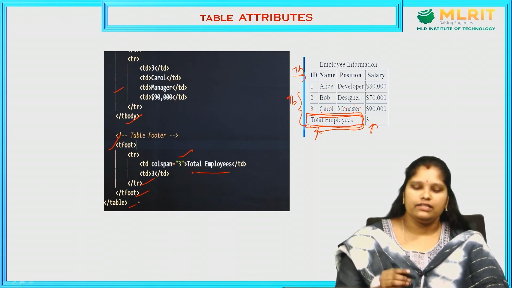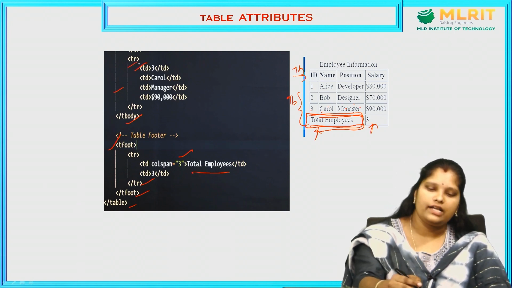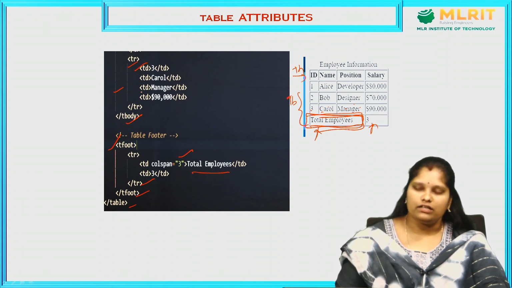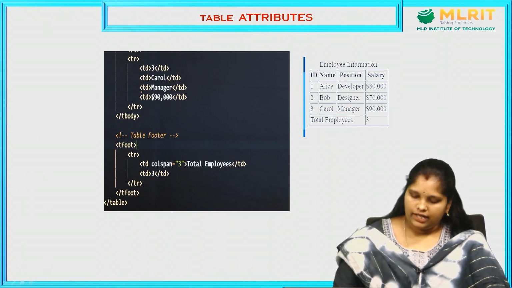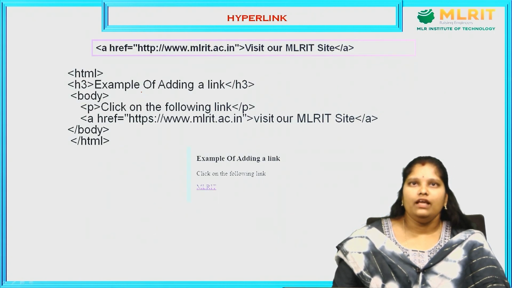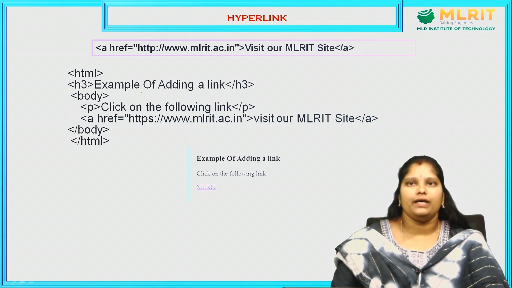These all are the attributes. TD is one attribute, TR is one attribute, and these all are the attributes of table, right? And the next topic is hyperlinks, right?